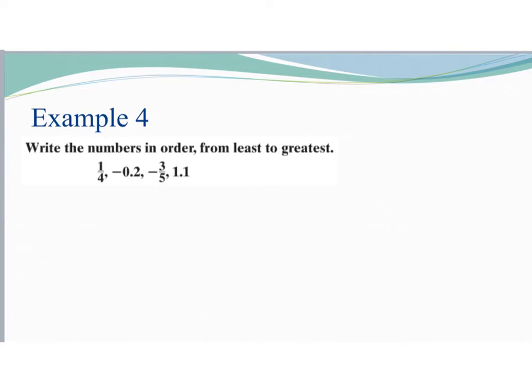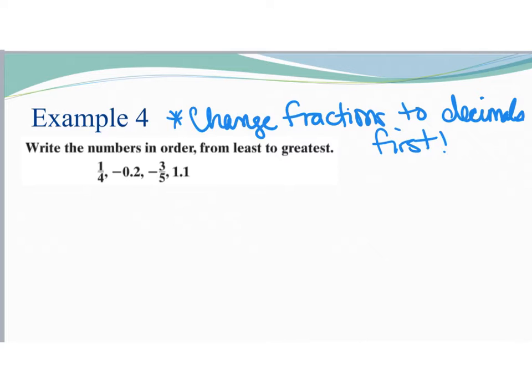Now for example 4, it tells us to write the numbers in order from least to greatest. When I look at these numbers, we have fractions and we have decimals. So when you are comparing numbers, sometimes I think it's easiest to change your fractions into decimals. So to do this, our 1/4 is going to become 0.25. We have a negative 0.2. A negative 3/5 is really a negative 0.6. And I have a positive 1.1.